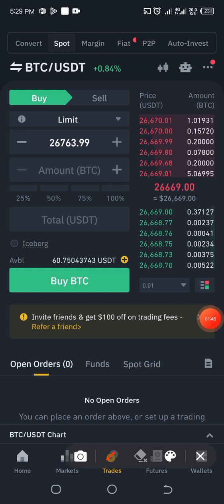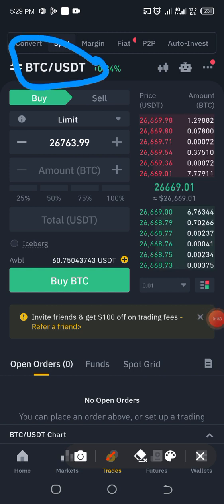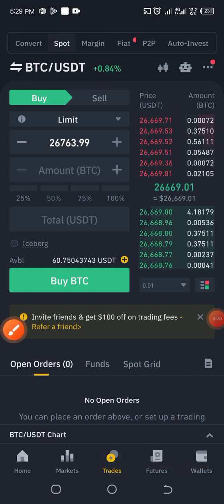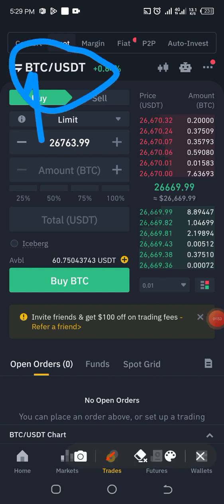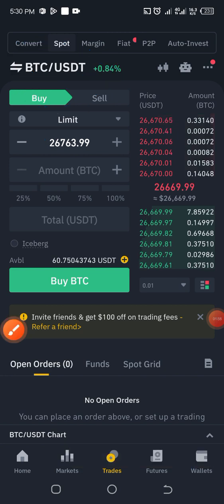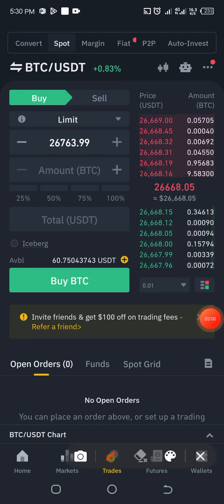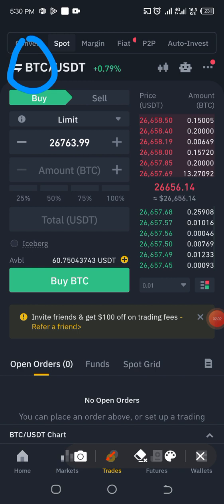When you see over here, this is the trading pair that you are trying to trade. In this case, you are trying to trade Bitcoin against USDT. In a trading pair like this, what you are really trading is the first one. In this example, it is BTC. The second one is USDT. So you are trading BTC against USDT.